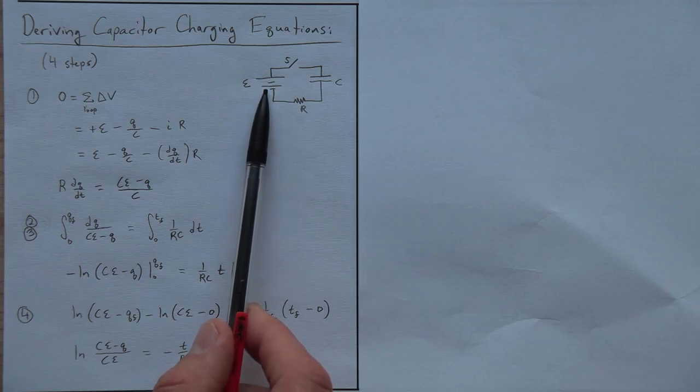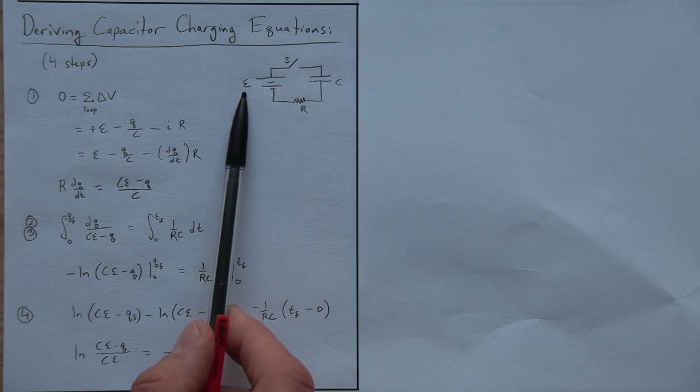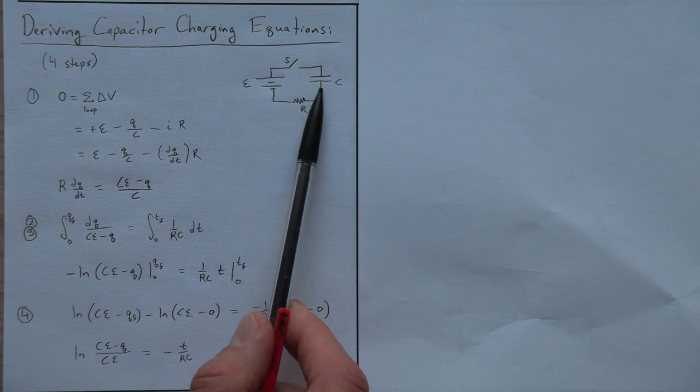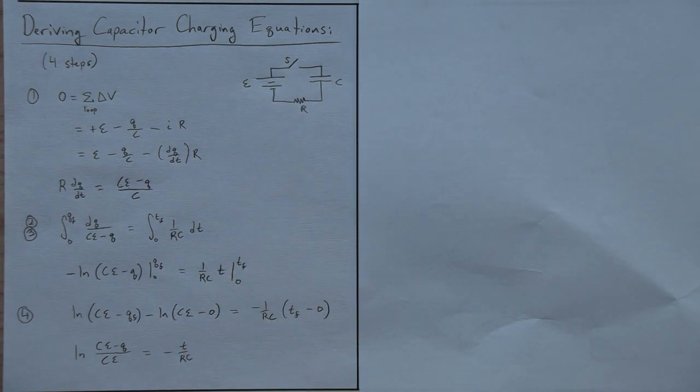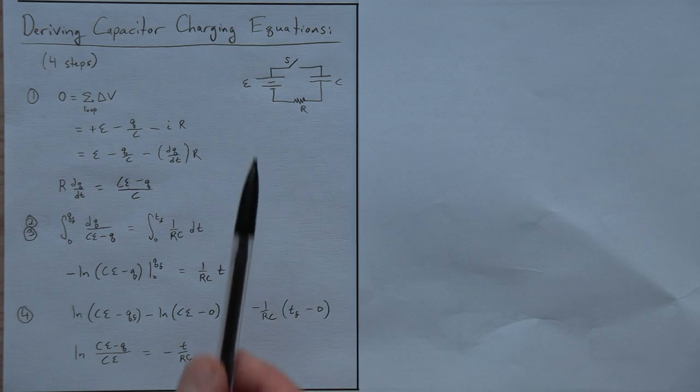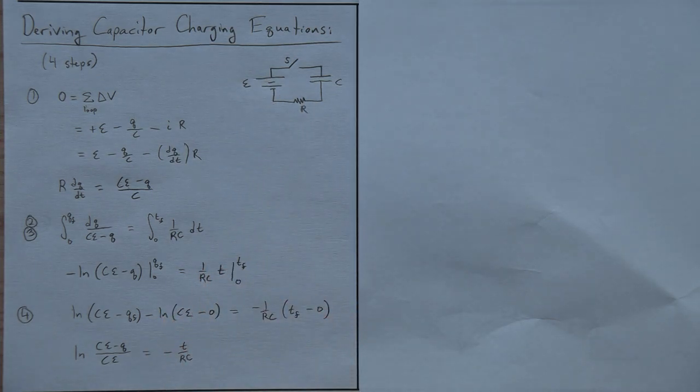We've got a voltage source, a battery, EMF, a switch, an uncharged capacitor, and a resistor, R. So the switch will flip down and initiate the charging. We want to know the charge as a function of time, and the current as a function of time. As I mentioned in the last video, there are 4 basic steps to solving these differential equation problems.